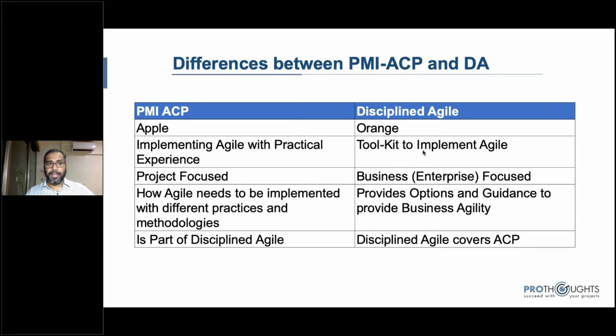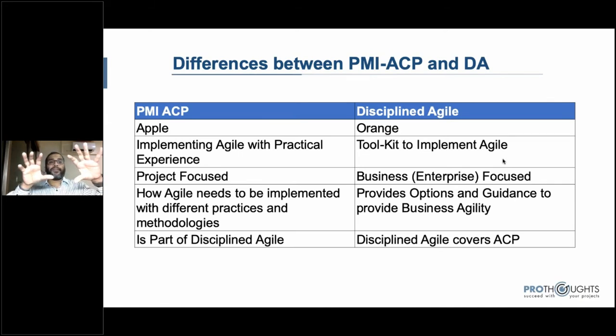Incidentally, PMI ACP was launched for doing certain things. Disciplined agile is designed for something else. If we understood correctly, PMI ACP is implementing agile with practical experience, whereas disciplined agile is a toolkit which helps you to implement agile. So it's like a product which will help you do that, whereas PMI ACP will have the implementation techniques. ACP is more project focused, whereas disciplined agile is organization focused. That's how it is designed.